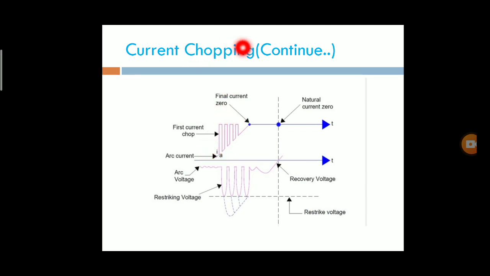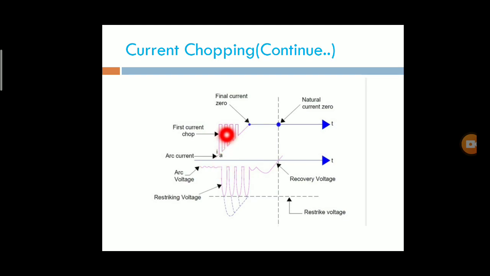When the current chopping is obtained, this is the first current chopping, second, third and fourth current chopping. After completion of these current choppings, it finally reaches the zero position, which is obtained before the natural current zero. This is the arc current, and this is the arc voltage.